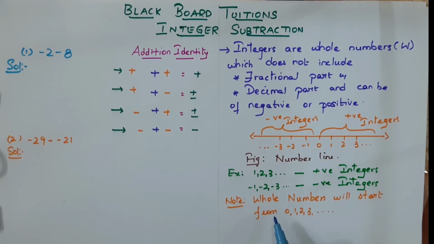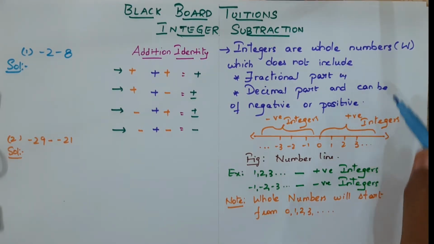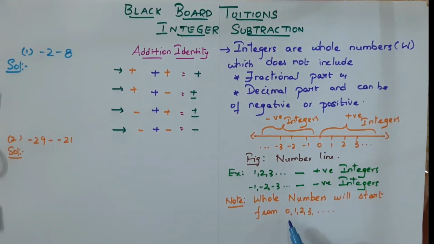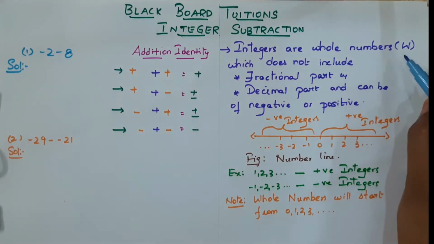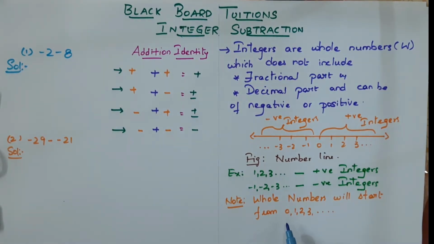And as a note here, whole numbers start with 0. Whole numbers are going to start from 0, so 0, 1, 2, 3 and so on are whole numbers. As we discussed, integers are nothing but whole numbers, which start from 0, and we denote them as 0, 1, 2, 3 and so on.